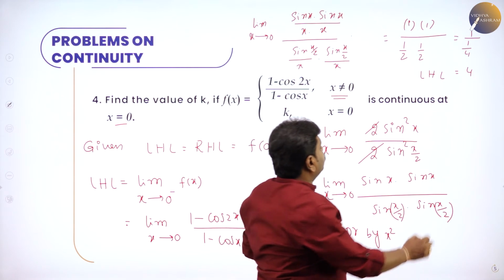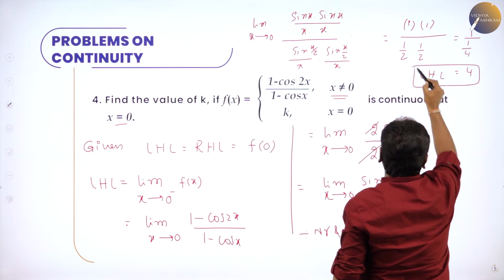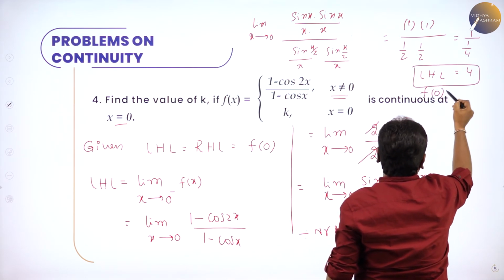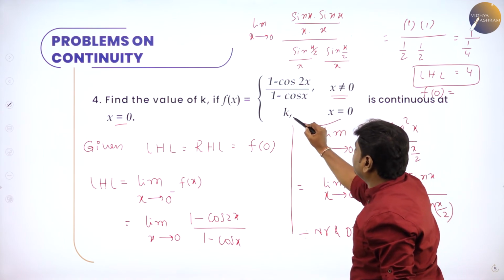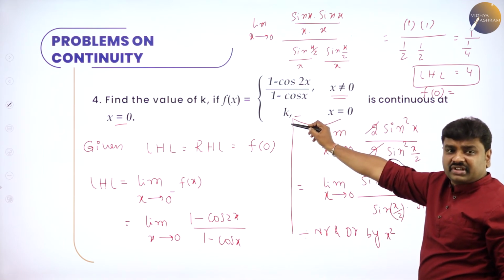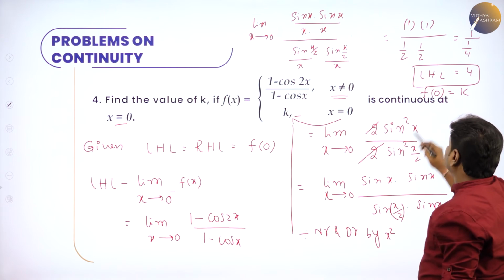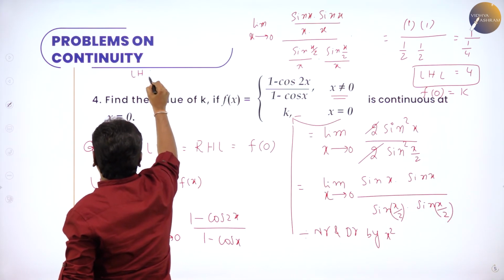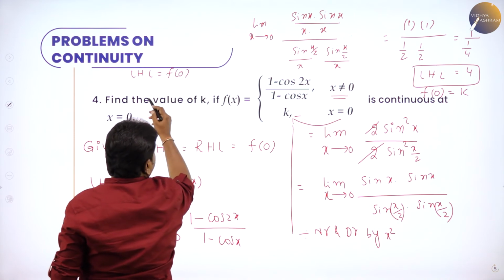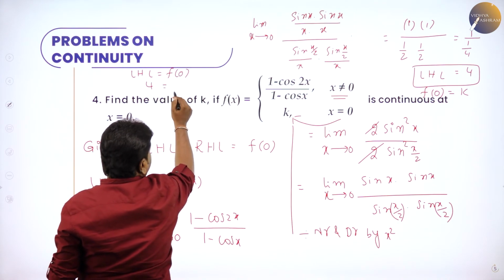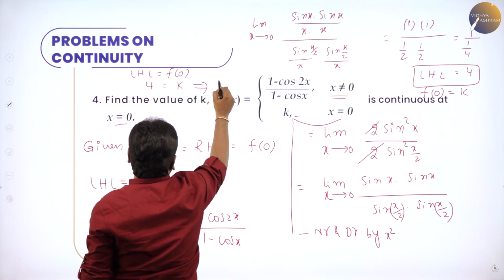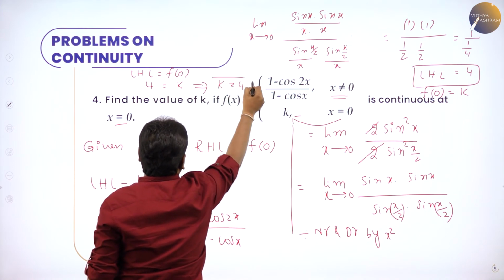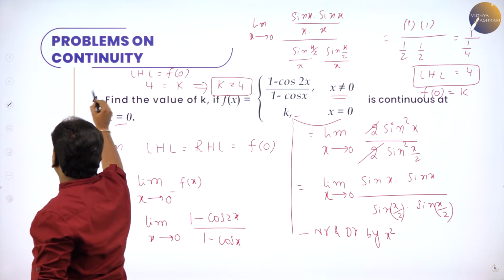After you get LHL, then you go for f of 0, the function value when x is 0. When x is 0, what is the function value they gave? They gave f of x is k. So f of 0 is k. Therefore, equate them. LHL is equal to f of 0. What is LHL? We got 4. What is f of 0? k. So that implies k is equal to 4. 4 is the answer. So now we are done with the fourth problem.